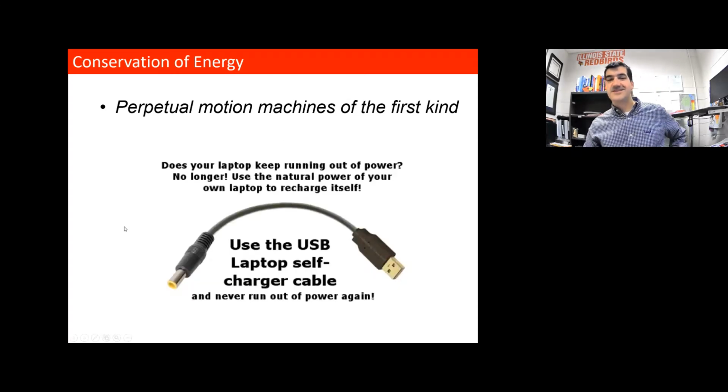Here's one. Does your laptop keep running out of power? No problem. Here's this cable. On one end is a USB connection, so plug that into the USB port on your computer and plug the other into the power connection of your computer, and you'll just charge up your computer by using the USB of your computer. So you're trying to get something for nothing. It's going to charge the battery without even drawing anything from the battery to run the USB port. So this is clearly a violation of conservation of energy. But it's kind of funny, as a lot of these are.